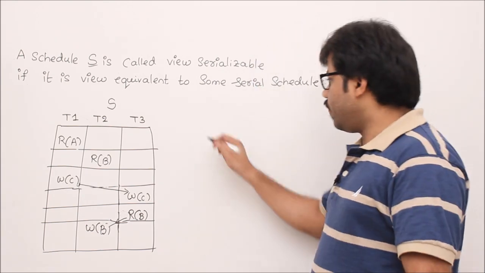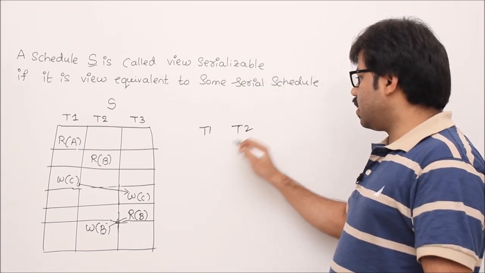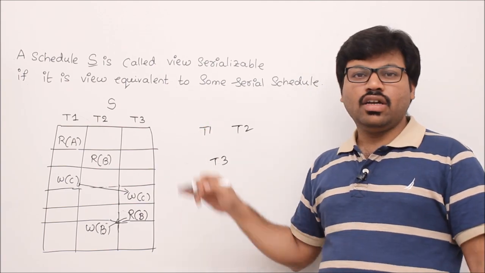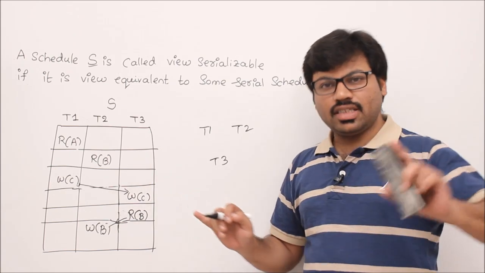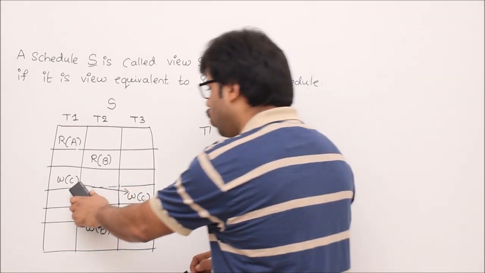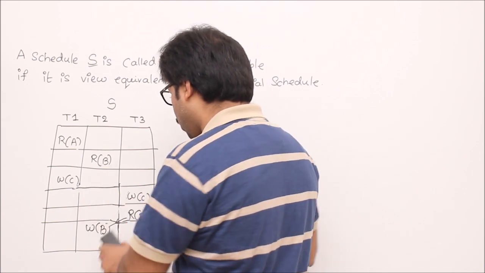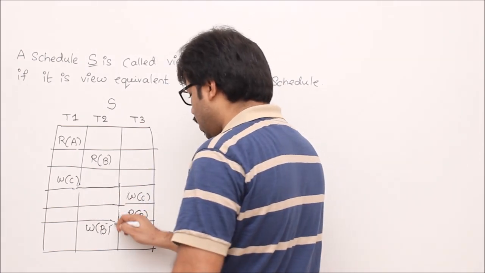For that, first of all, I take vertices like this: T1, T2, T3. That means every vertex is one transaction. Now I will put some necessary conditions. I don't know the sufficient conditions. That's why I only put the necessary conditions first. What are they? We will see.